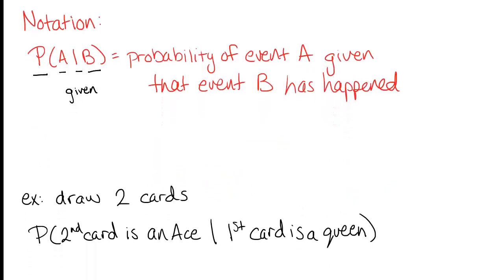So for example, if we're drawing two cards from a deck of cards, we might ask, what's the probability that the second card we draw is an ace, given that the first card was a queen? So we draw one card out, it comes out a queen, we already know that that has happened. The next question is, all right, what's the probability that the next card is going to be an ace?